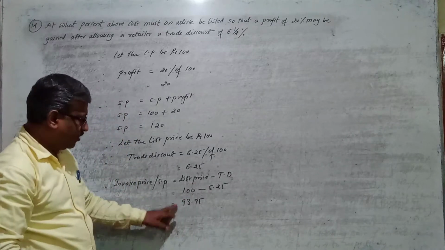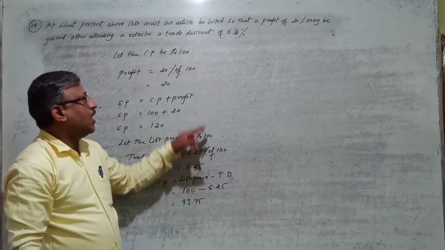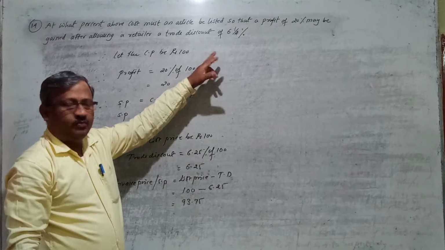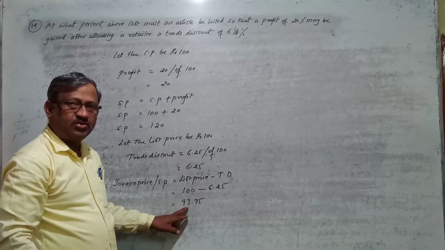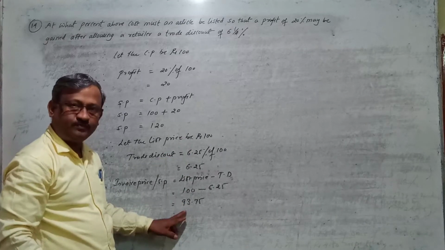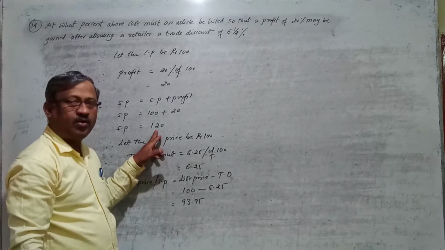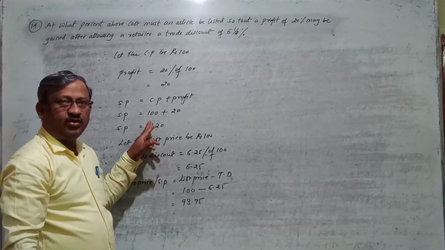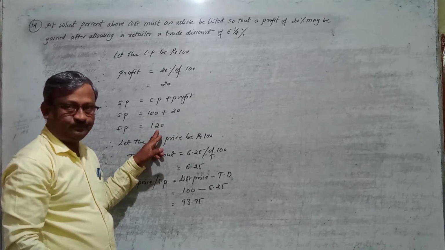What is the meaning of this? If his list price had been 100, and he gives 6 and 1/4% discount on his list price, he would have sold his goods at 93 rupees 75 paise. This is as per my assumption. But he is not selling at 93.75. He is selling at what price? 120 rupees.